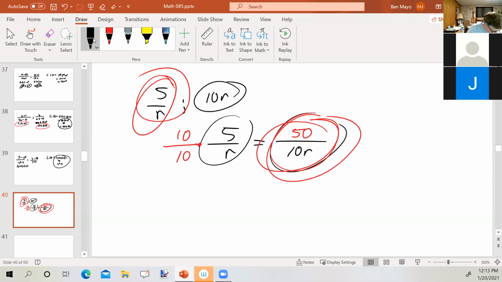All right. So you could check your work by reducing it again, right? Yes, you could, but keep in mind, this is what they want in the answer box, okay?